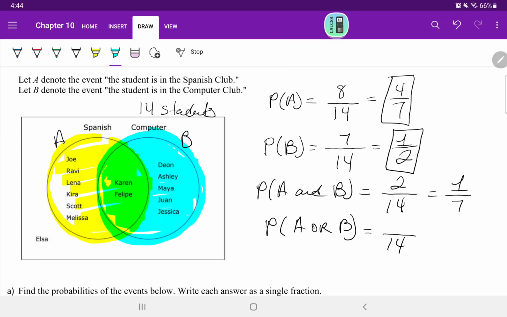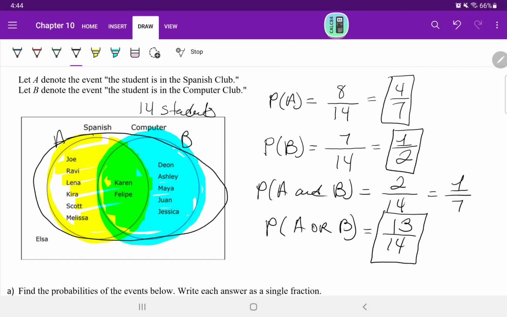Remember, or is union. If I unite these together to form one overall set, and I count how many students are in either club, that is 13. 13 of the 14 students in the Venn diagram are in either the Spanish club or the computer club. Do not confuse or and and. And means applicable to both, or can be one or the other, including the option for both.